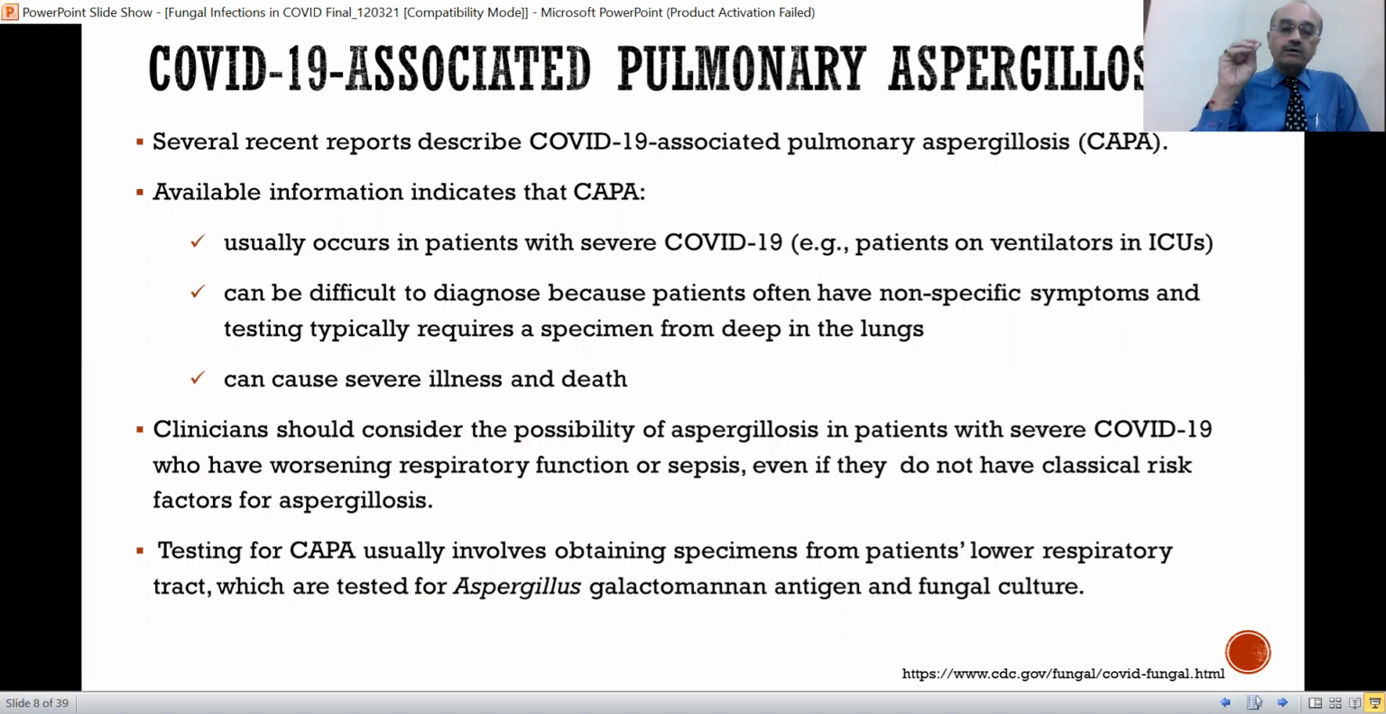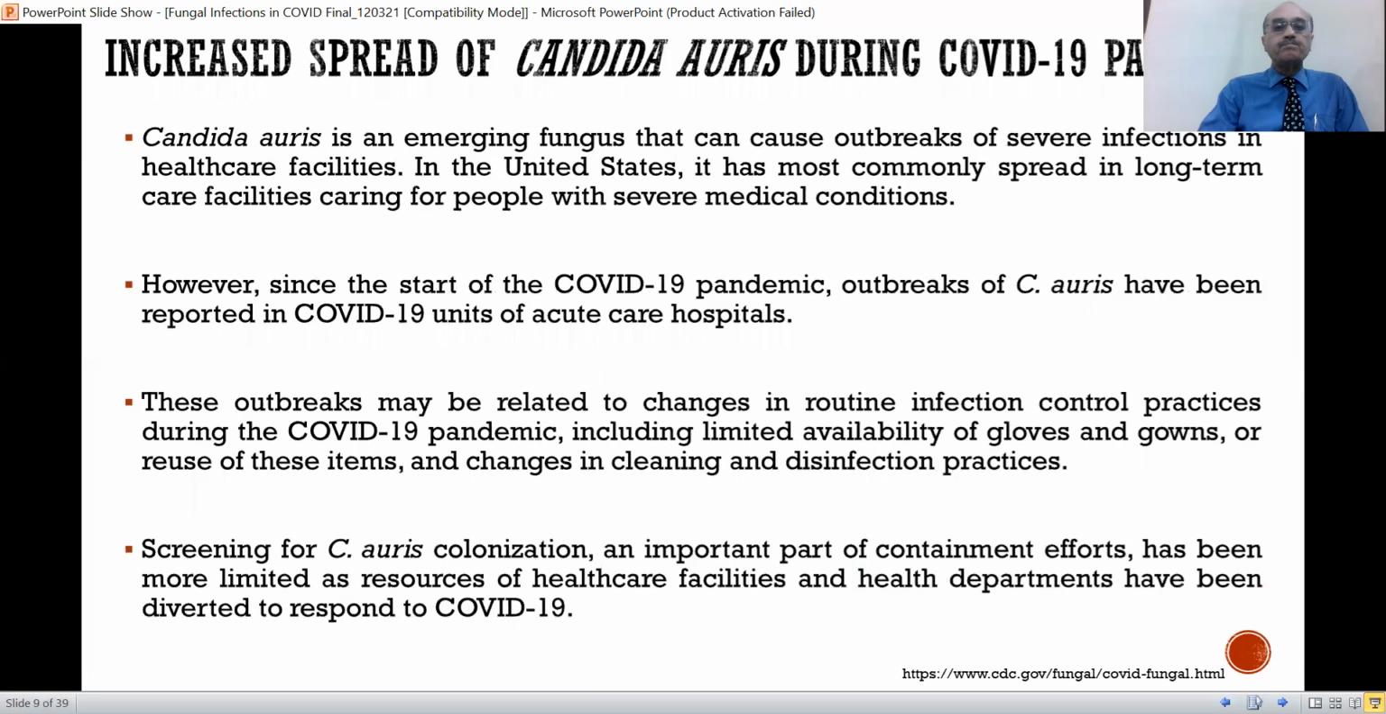And as we said already, testing for CAPA usually involves material taken from deep in the lungs, like a lung biopsy or a bronchoalveolar lavage. Since it is difficult to do this test in each patient, we sometimes have to depend on the serum or bronchoalveolar lavage or tracheal aspirate galactomannan and beta-D-glucan, and also, if possible, fungal culture.